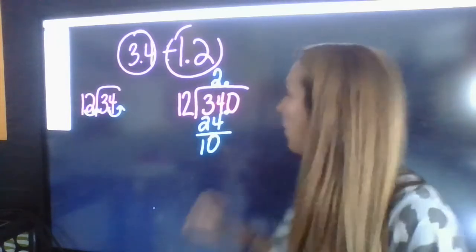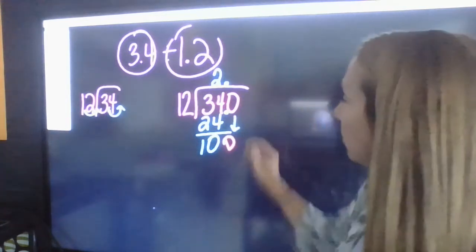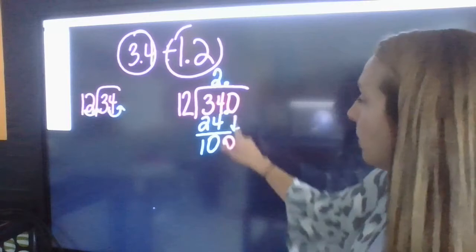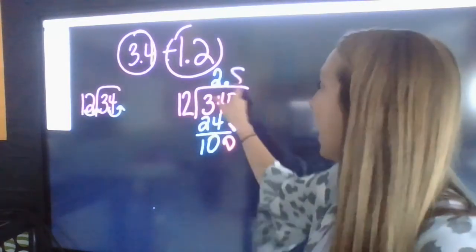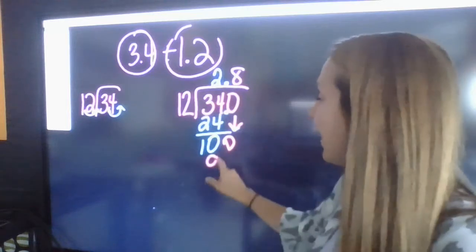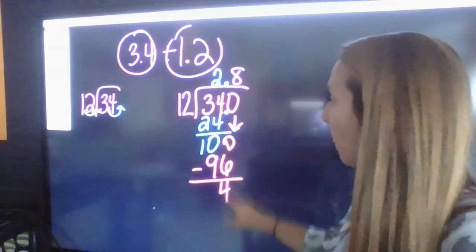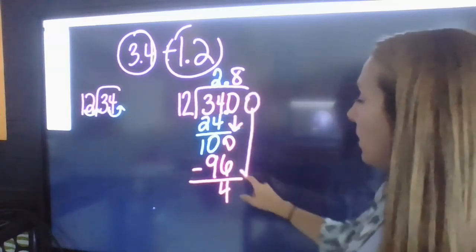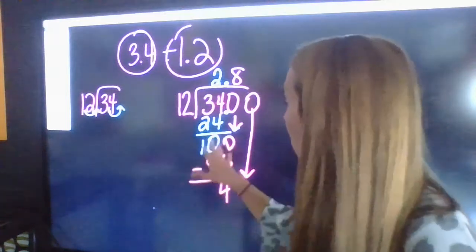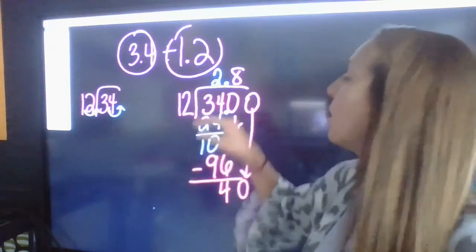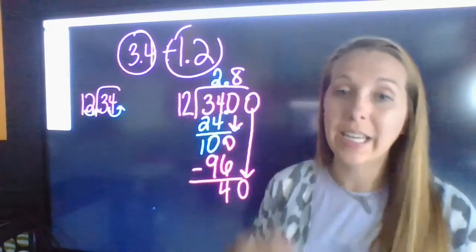Now, we can drop that 0 and get 100. There we go. Drop that 0, get 100. 12 will go into 100 8 times. 8 times 12 is 96. Subtract, and we get 4. You could keep going by dropping zeros and keep on going. You could stop where we had 10 as a remainder. You could have stopped and used that as 10 over 12.